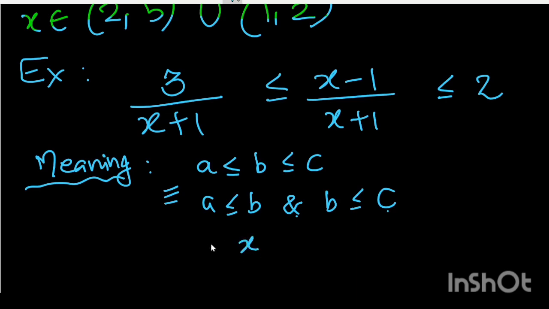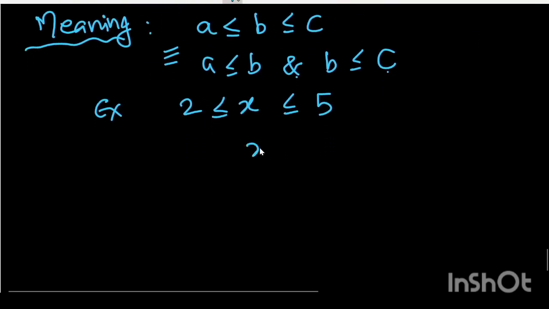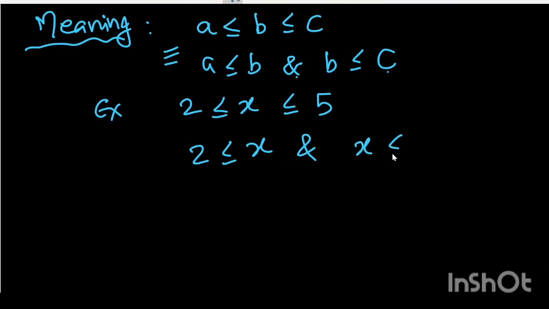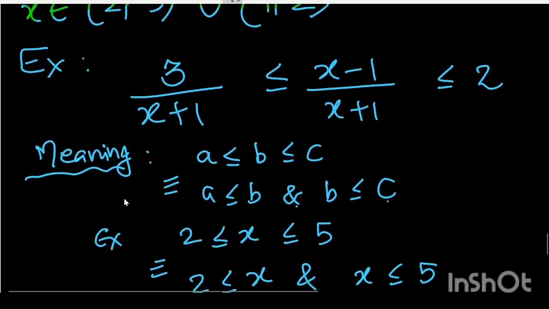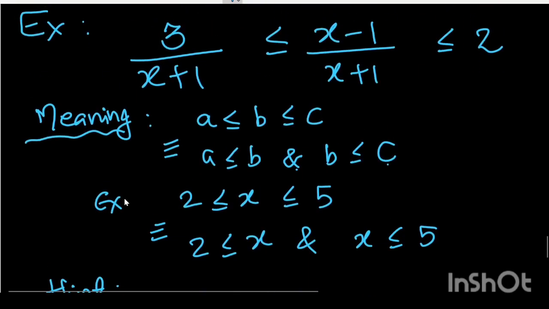Let's say, for example, you write x greater than equal to 2 and less than equal to 5, and if I ask you to find the intersection of x greater than equal to 2 and x less than equal to 5, you will get 2 to 5 only, guys. That's why you can write it like this. So the hint is quite clear. The hint is we have to solve these two inequalities and take the intersection of these two.